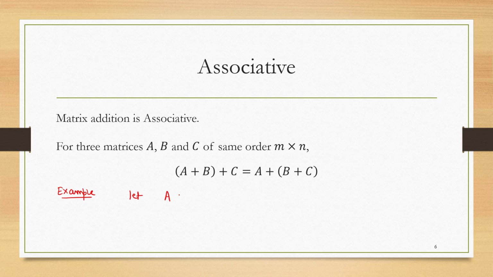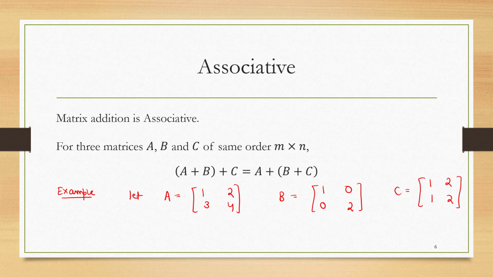Let A is equal to [1, 2; 3, 4]. B is equal to [1, 0; 0, 2]. And C is equal to [1, 2; 1, 2]. Then let's see the first left side, A plus B plus C.